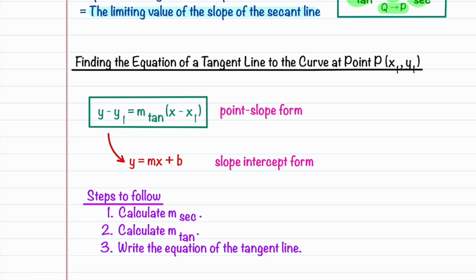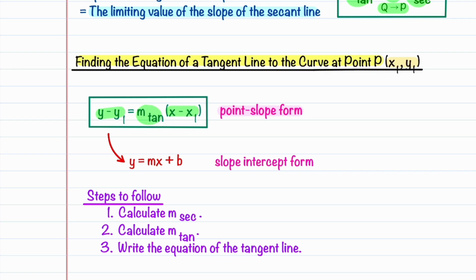Now that we know how to find the slope of the tangent line, we can find the equation of the tangent line to a curve at a point P, and we're going to notate that point P as (x1, y1). The equation of the tangent line is then y minus y1 is equal to the slope of the tangent line times x minus x1. This equation is written in what we call point-slope form. I have a video on that if you need to review that concept.